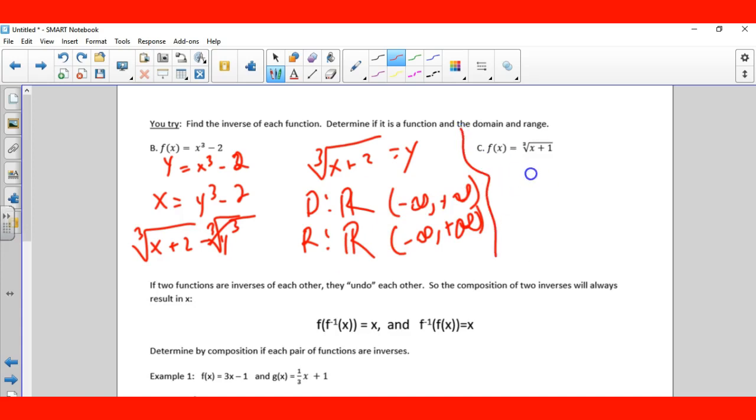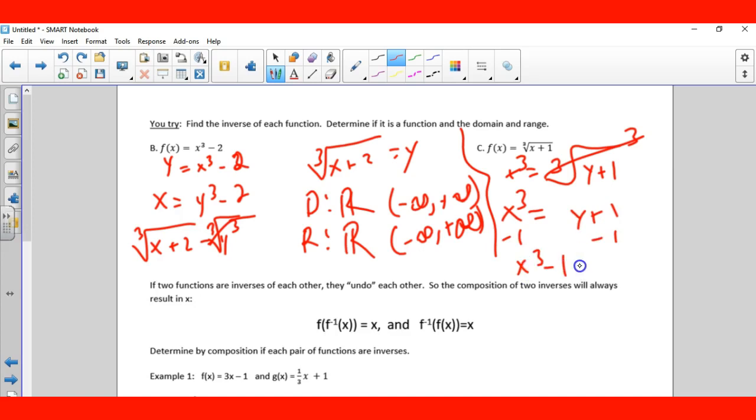Over here, domain and range. Again, swap x and y. So x equals the cube root of y plus 1. Right here I'm going to cube both sides. The cube and the cube root negate each other, so I have x cubed equals y plus 1. Then I'm going to subtract 1 on both sides, so I have x cubed minus 1 equals y. There's the inverse right there.